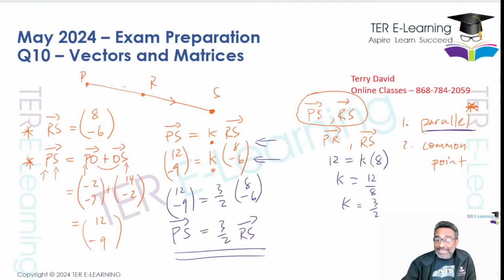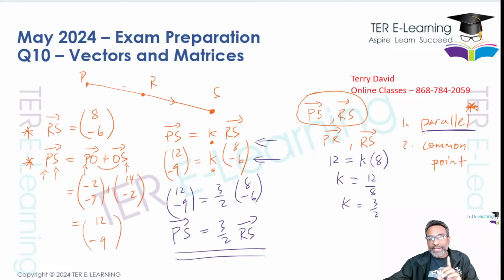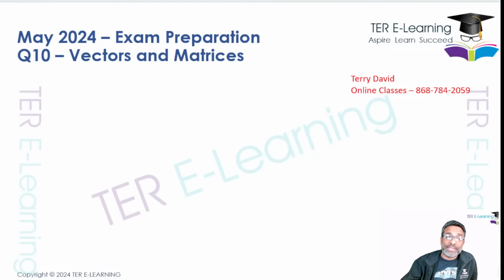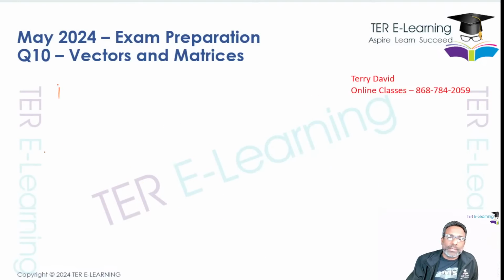Now, here's what you need to say in order to get your mark. This is what you need to say. Be careful here, because lots of students don't know exactly what to say in order to get a mark. Based on what we just worked out, remember, we have PS is 3 over 2 RS. So here's what you're going to say.